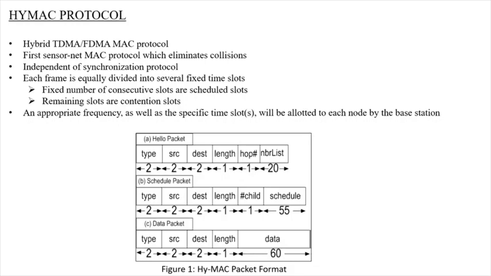Consequently, every node will be able to send data messages to its parent using its assigned slot and frequency in a way that maximizes the network throughput and minimizes the overall uplink delay. In the figure, the HiMAC packet format is shown, in which you can see the hello packet, schedule packet and data packet format.